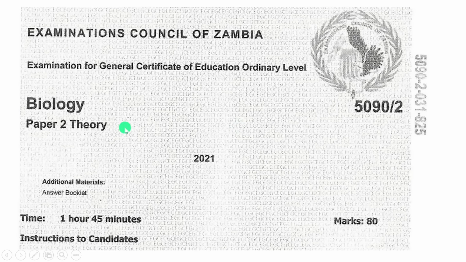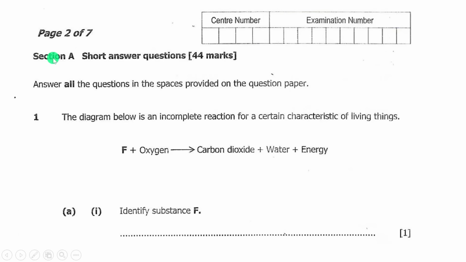Alright, so this is section A, which reads short answer questions, 45 marks. Answer all the questions in the spaces provided on the question paper. So question number 1 reads, the diagram below is an incomplete reaction for a certain characteristic of living things. Okay, so we have substance F plus oxygen produces carbon dioxide plus water plus energy.